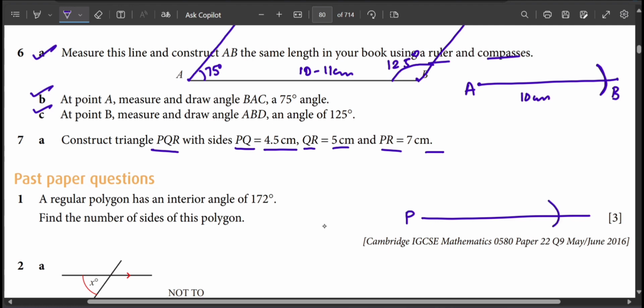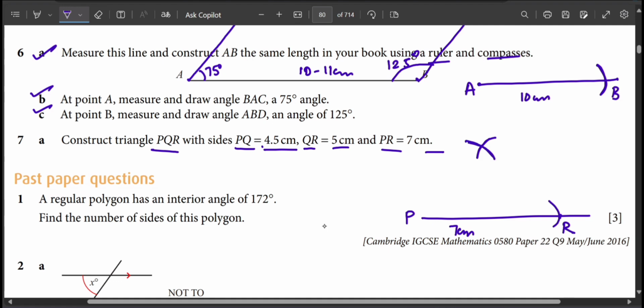When you make an arc, you mark its R and then write 7 centimeter beneath that. You start by opening your compass to 5 centimeter, and as it is a QR, you put the sharp point over here, and then mark with your pencil 5 centimeter over here. Then you readjust your compass to 4.5 centimeter, and make another arc over here.